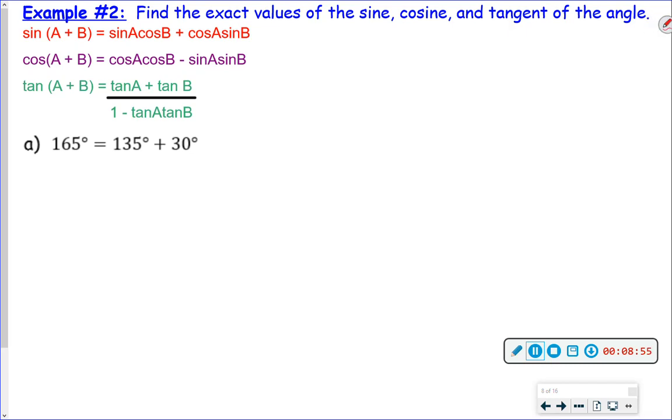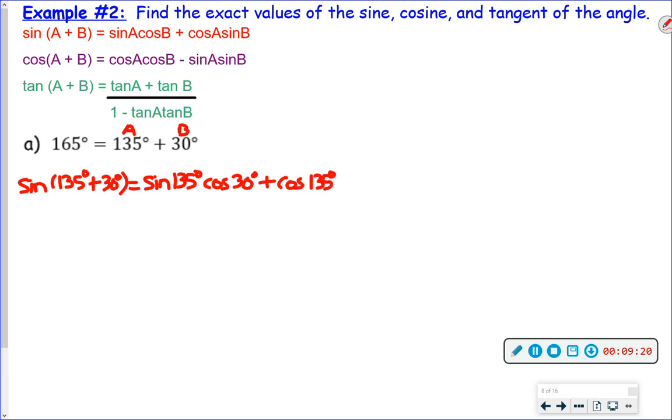So we're doing 165 degrees, but they've already split it up, and they told you they want you to use 135 and 30. So the first thing I'm going to do is just set up my formula. And I'm clearly using red to match up with sine up there. So we're going to do the sine of the first angle, cos of the second, plus cos of the first, and then sine of the second.